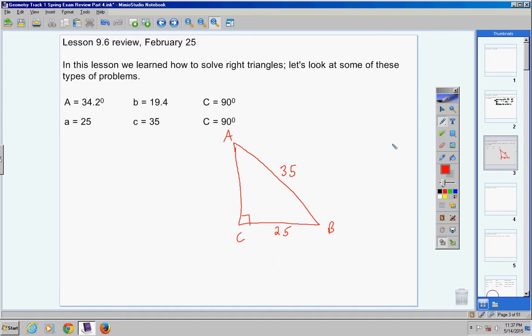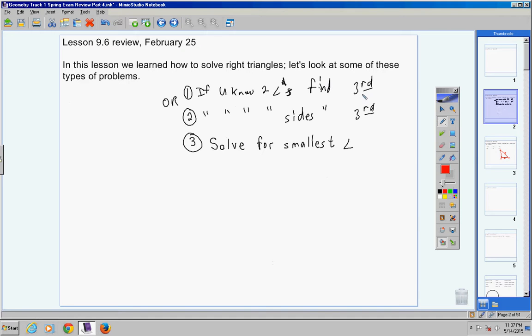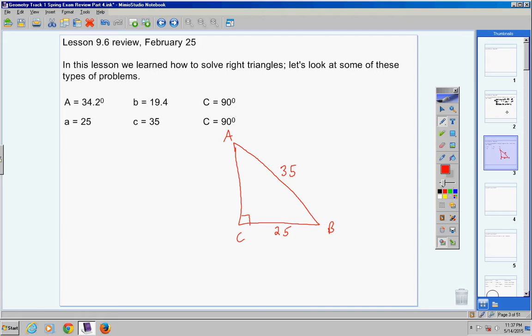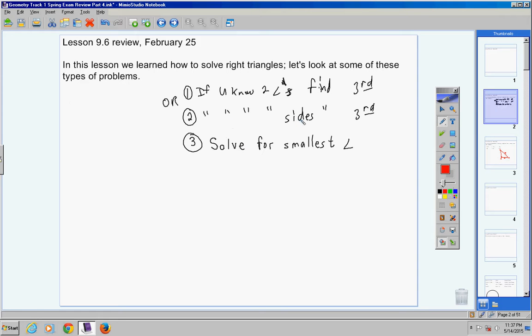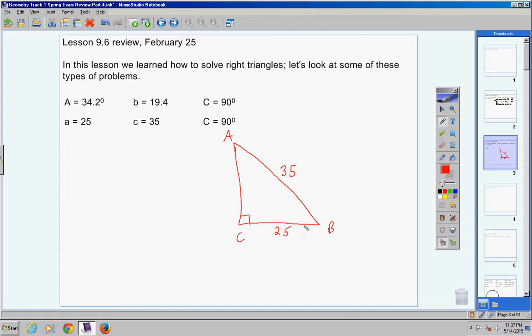So listen, students, remember, if you're given two angles, find the third angle. We are not given two angles. If you know two sides, find the third side. We know two sides. So very quickly, using Pythagorean theorem, I can find side B. Alright, now I'm going to change colors. I'm going to solve for B. I'm going to solve for angle A and angle B. So B is, let's see, B is a leg, so B squared plus my other leg squared equals my hypotenuse squared.